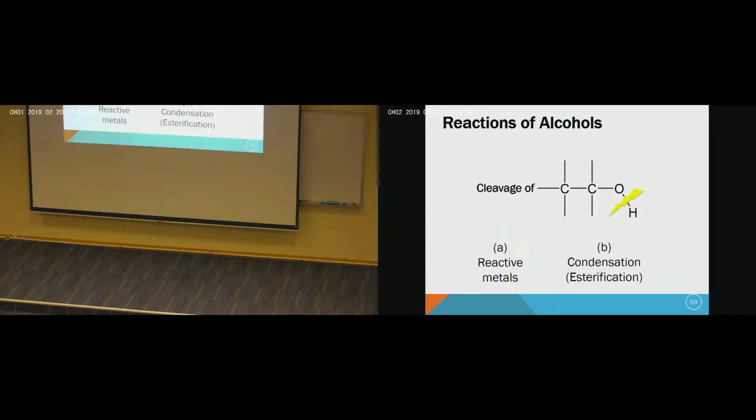Okay, other reactions of alcohol. Just now, if you realize, we were substituting away the whole OH by a halogen X, converting ROH into RCl, correct or not? Now I'm only targeting the H, because I'm breaking the O-H bond. Just now was breaking the C-O bond. So what are the reactions that target the O-H bond? There are 2 that you have to understand and apply: reactive metals and condensation reaction.